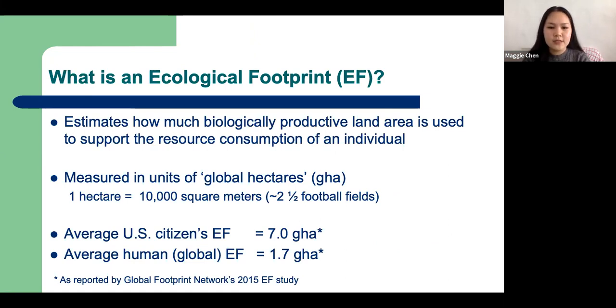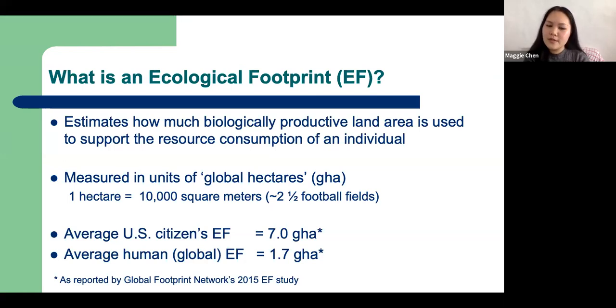It's measured in global hectares, GHA. One hectare is around 10,000 square meters, or around 2.5 football fields. That's how we can look at global hectares. Some background: the average US citizen's ecological footprint is around 7 global hectares, while the average human worldwide has an ecological footprint of 1.7 global hectares.